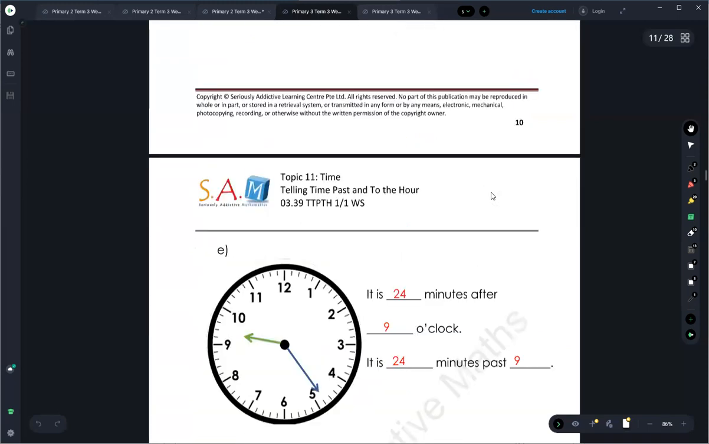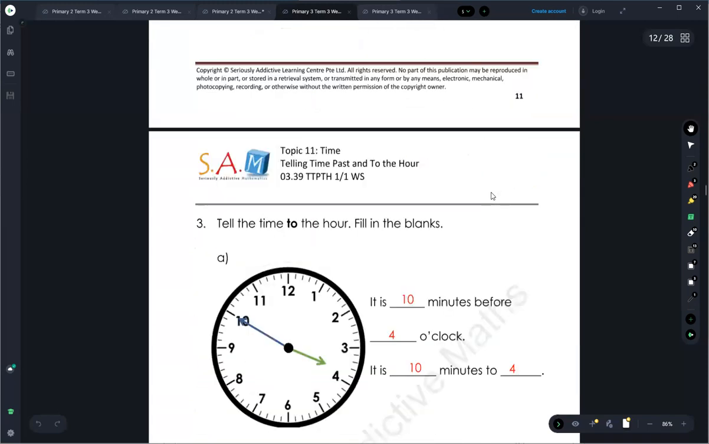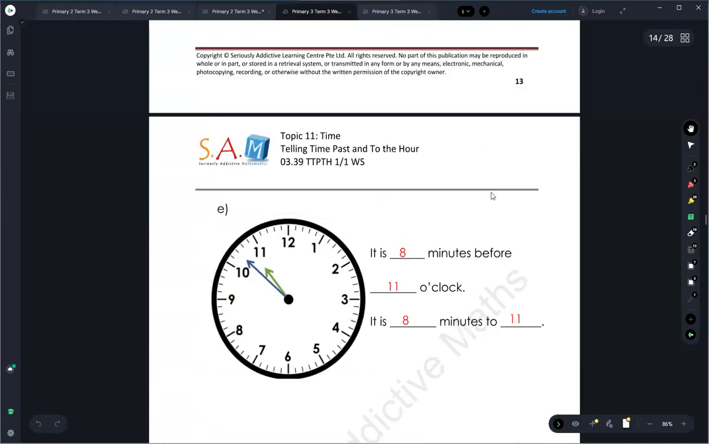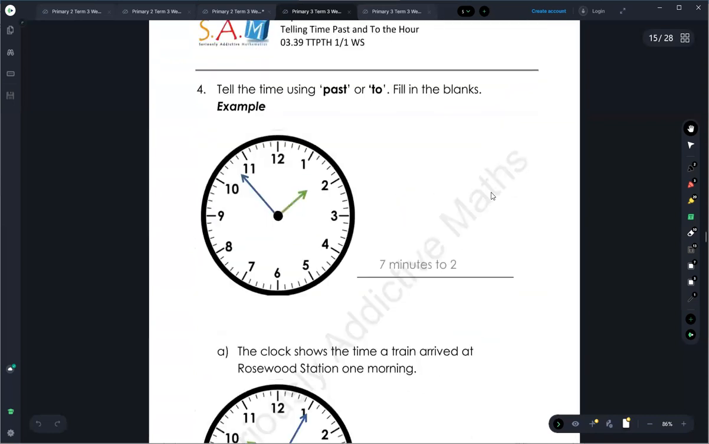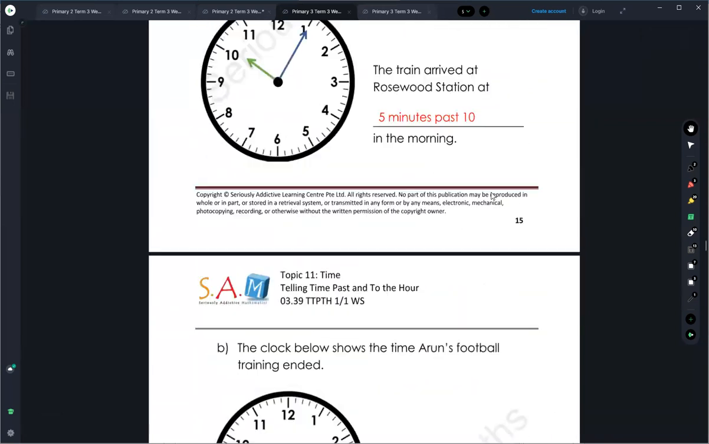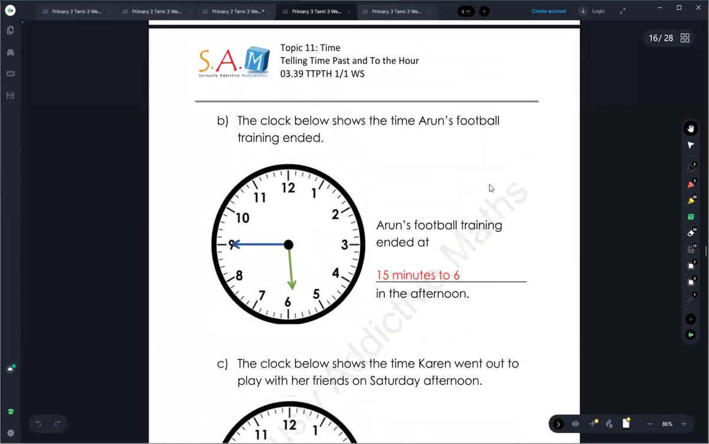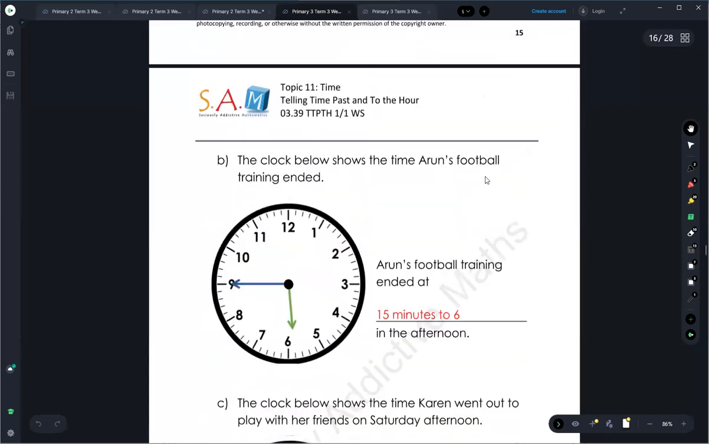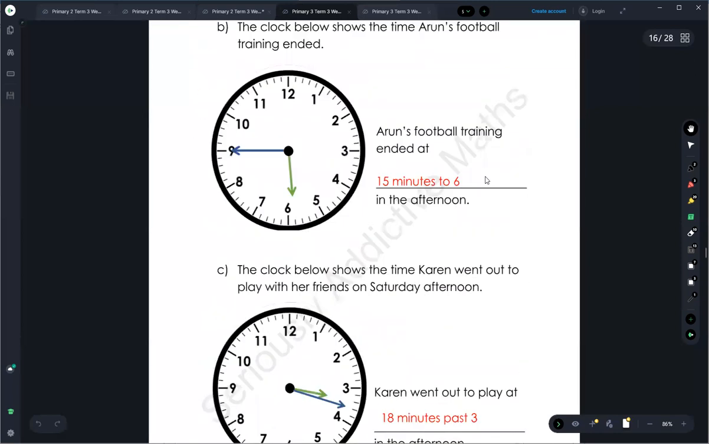If not, we will just fast forward all the way to, let's see. Yeah, in fact, all these are past and to. So just perhaps one question from each segment, you can get them to do.